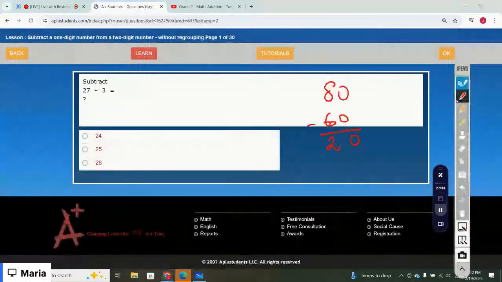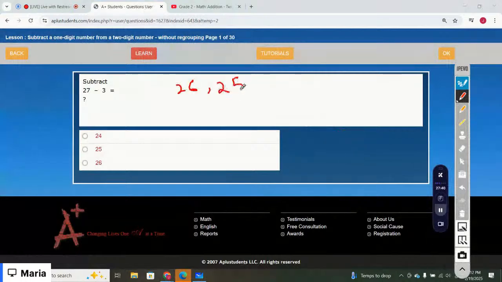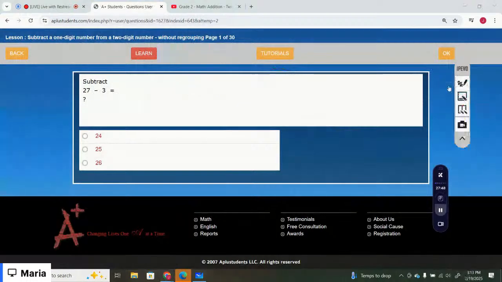27 take away 3. So start with 27 and count back 3. So 27, 26, 25, and 24. So when you start with 27 and count back 3, you end up on 24. So 27 take away 3 is 24. Option number 1 is the correct option.